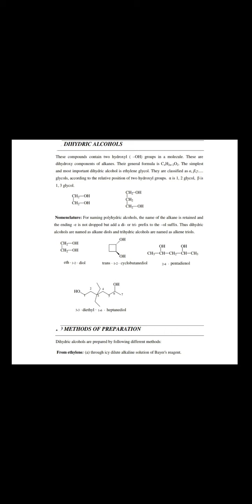Next, methods of preparation. Dihydric alcohols are prepared by the following different methods. The first method of preparation is from ethylene. Ethylene reacts with an alkaline solution of Baeyer's reagent. Alkene reacts with dilute KMnO4 and converts to syn hydroxylation, giving the 1,2-diol product. And alkene reacts with a carboxylic acid RCO3H and converts to epoxide, and the epoxide undergoes hydrolysis in basic medium, converting to anti-hydroxylation.